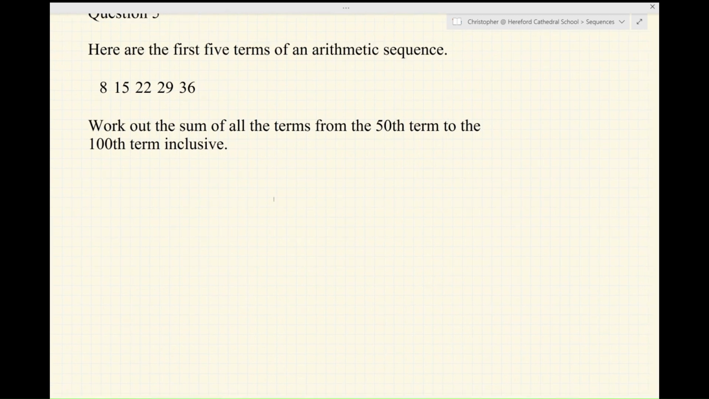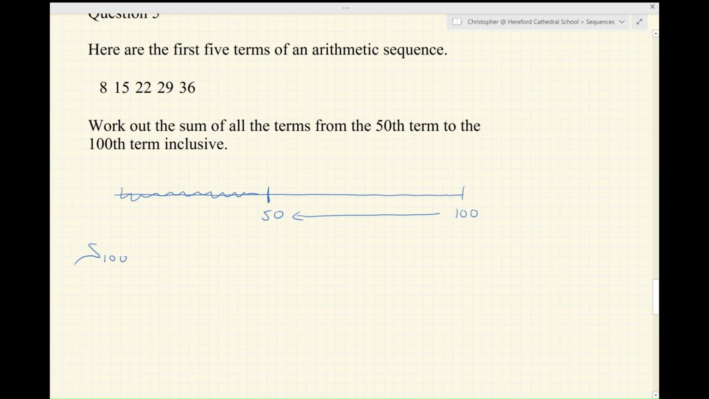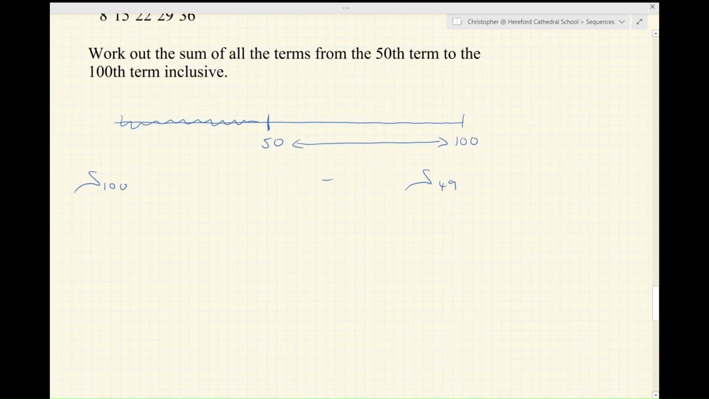Right, I know how to work out the sum of all the first 100 terms. But we don't want the sum of all the 100 terms. We want to lop off all these ones because we only want the sum of the terms from the 50th to the 100th. So I'm going to find the sum of the first 100 terms, and from there I'm going to subtract the sum of the first 49 terms, because then I'll be left just with the total of all the terms from the 50th to the 100th, including the 50th and including the 100th.